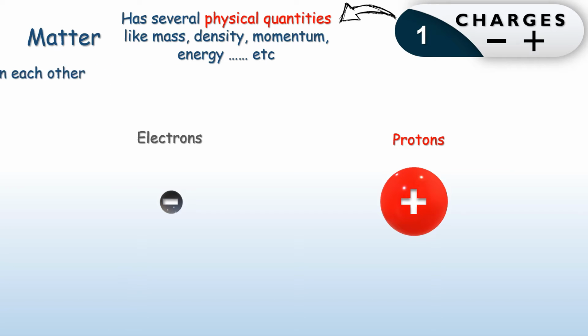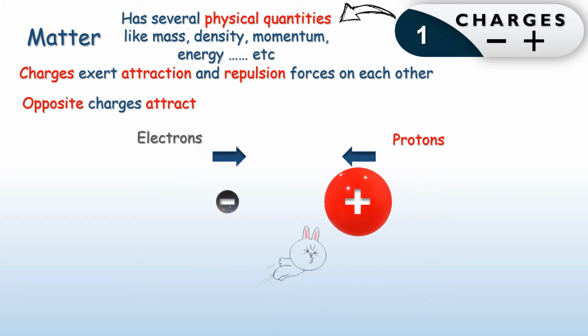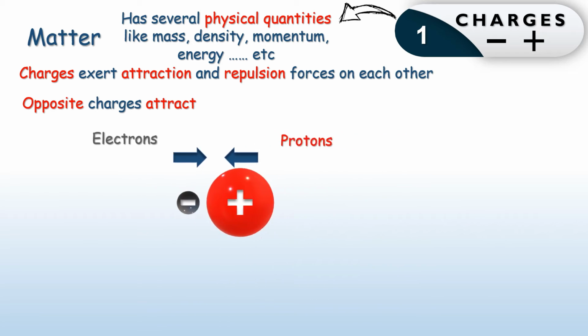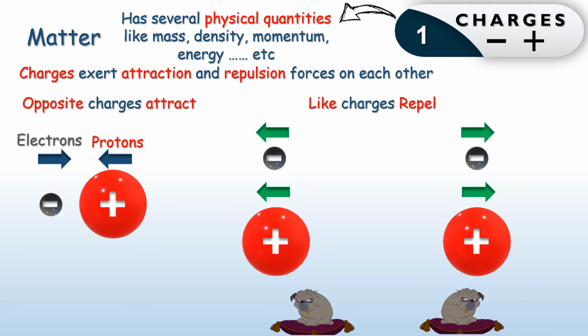And the thing about charges is that they exert attraction and repulsion forces on each other. Opposite charges attract, so protons and electrons would attract each other, they would exert forces on each other, as shown. This effect is due to the property of charge that protons and electrons have, which causes them to attract. This is how they are in nature. However, like charges will repel. So if we place two electrons next to each other, or two protons, then they would repel as shown.